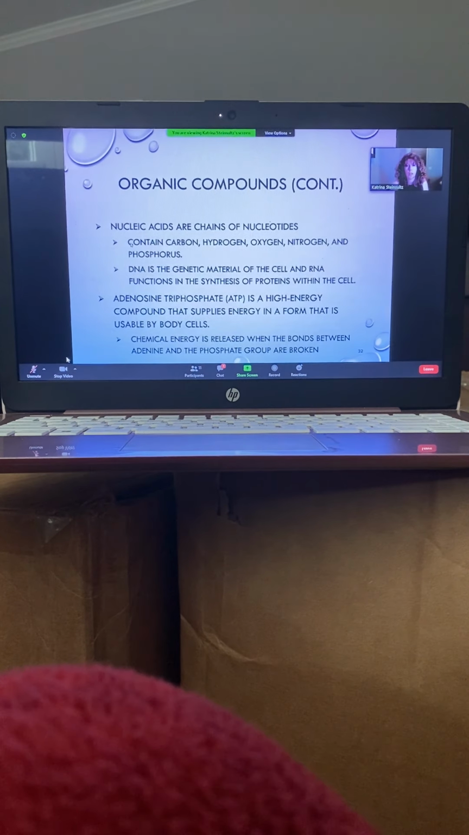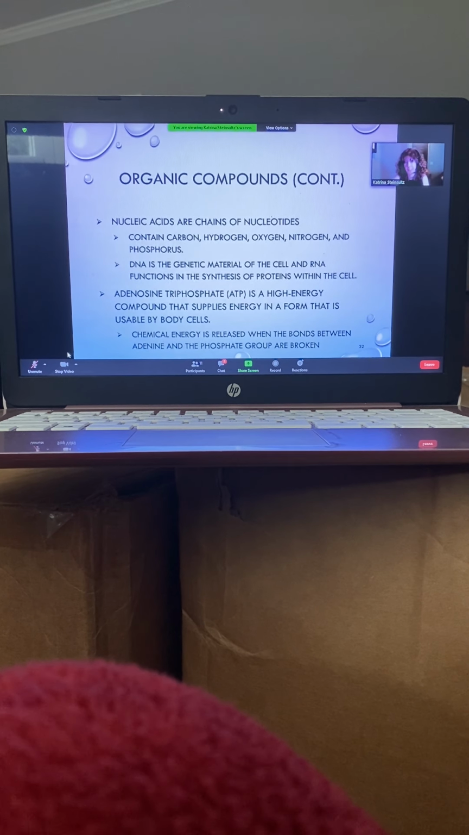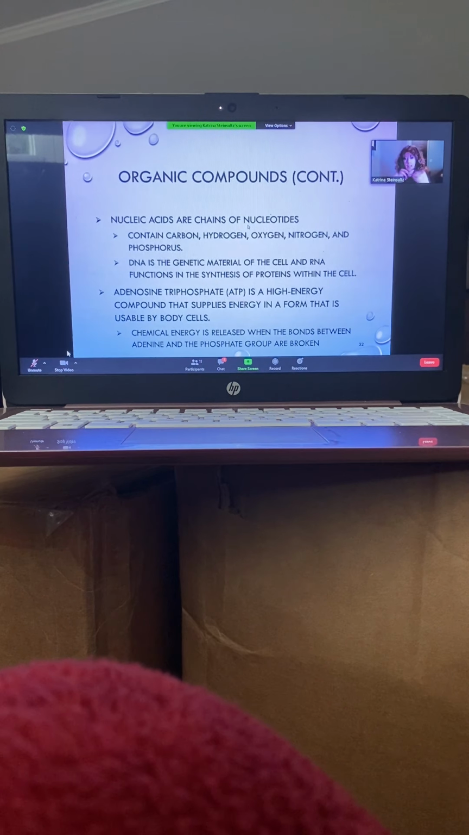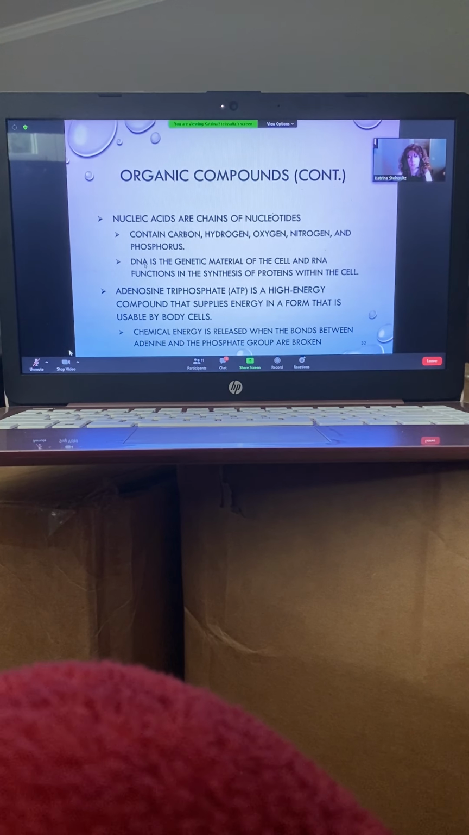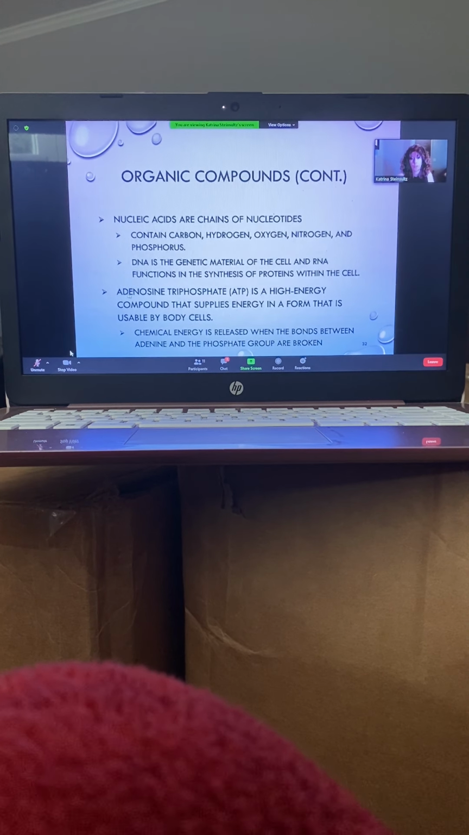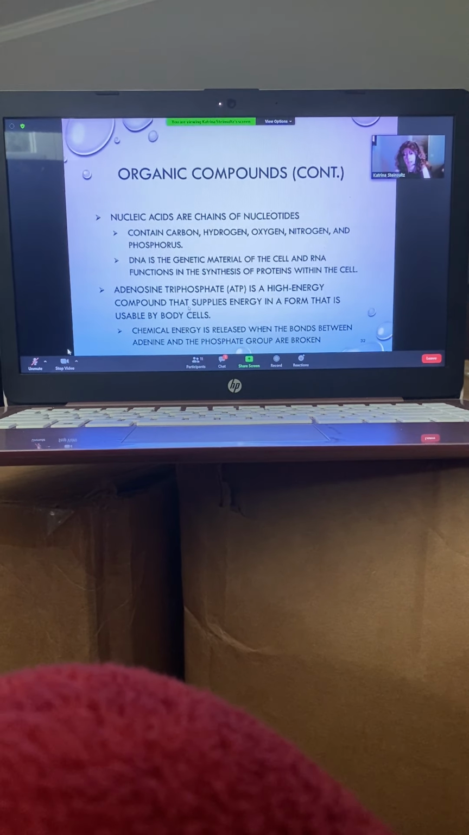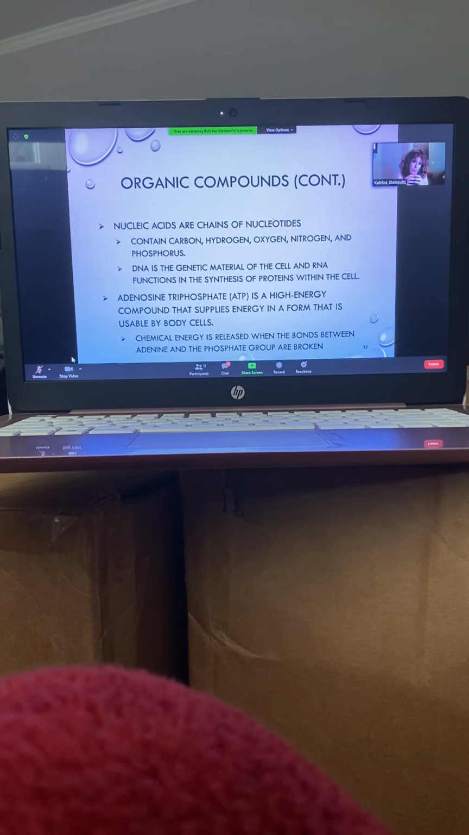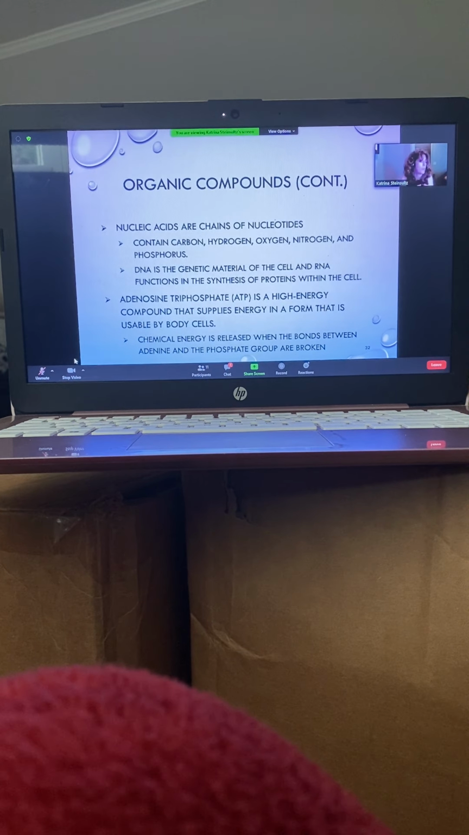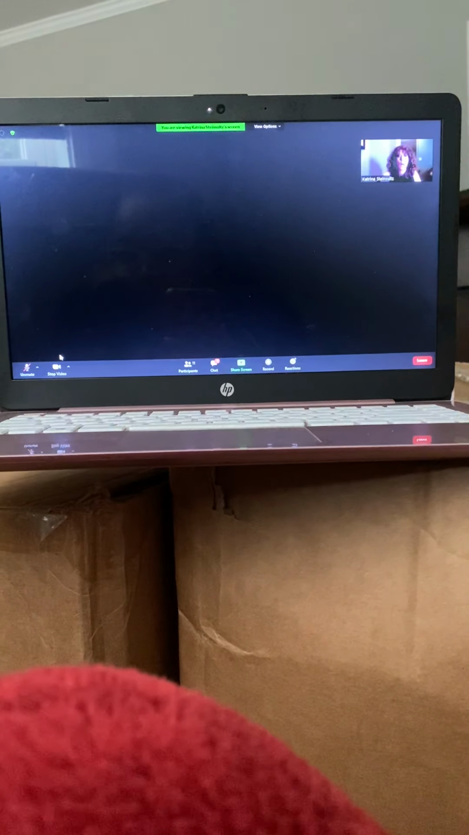A couple other organic compounds that I mentioned are the nucleic acids. These are, again, chains. DNA is a big one, and we'll talk about that a little bit in chapter 3. And I specifically mentioned adenosine triphosphate. This is a compound that's used by the body. It's how we store energy. So when we make ATP, we store energy in those bonds. And then when we need energy, we break apart the ATP to get our energy. So, okay, are there questions on that?